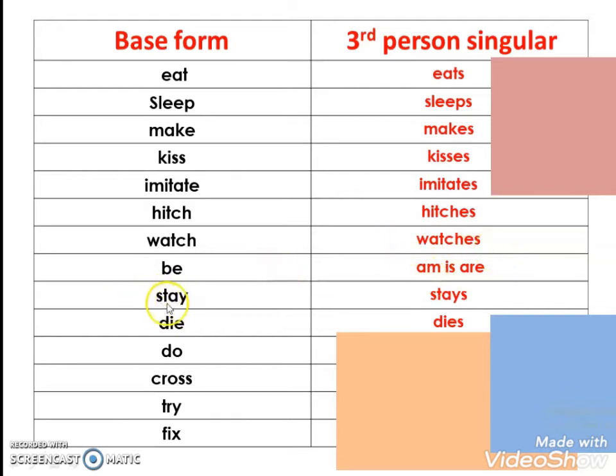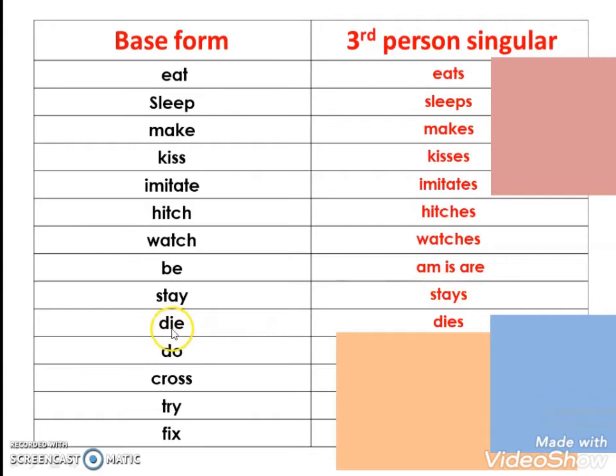Stay. What do I add for stay? It ends with Y, but before the letter Y, what do we have? We have the vowel A. Because I have a vowel A before the Y, I should add only an S. Stays.